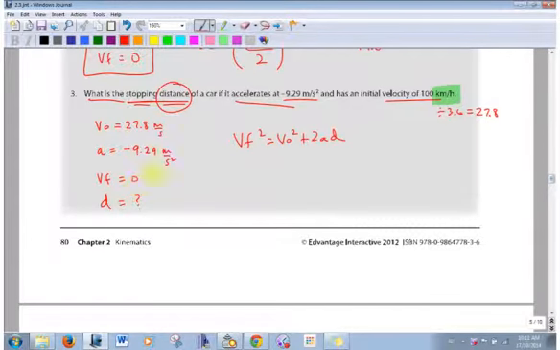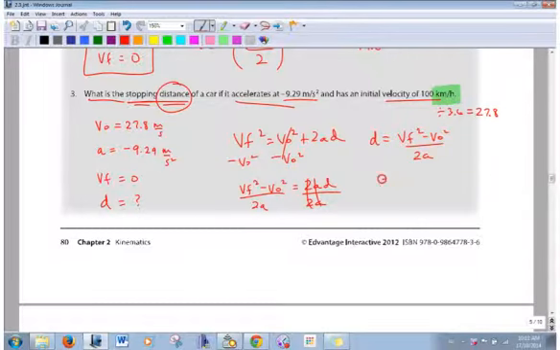Okay, what am I solving for? I'm solving for D. I got to sort this thing in terms of D. Like Reese said, is there another way to do this? Yes, there is. Solve for time, then solve for D. Okay? It's not wrong. There's lots of ways to do it. So, first, let's subtract that from both sides. Okay? Then divide by 2A to isolate D. So D is VF squared minus VO squared all over 2A.